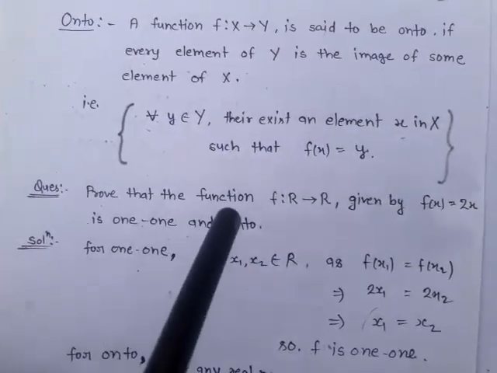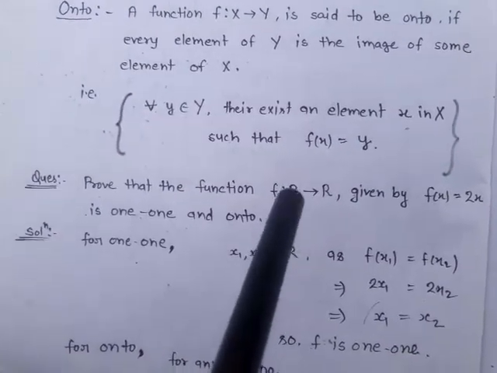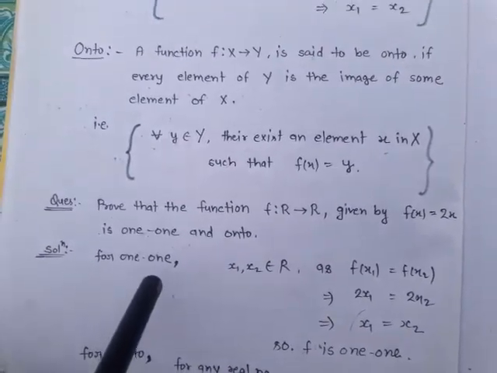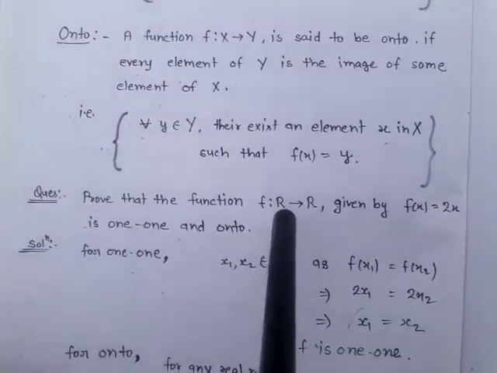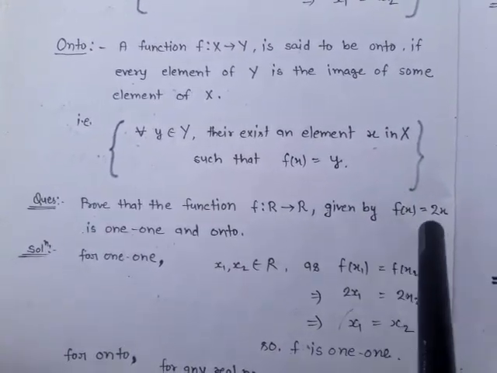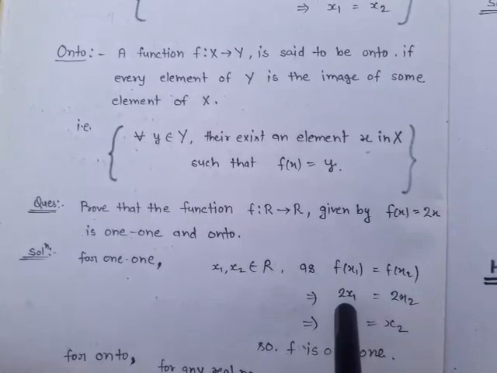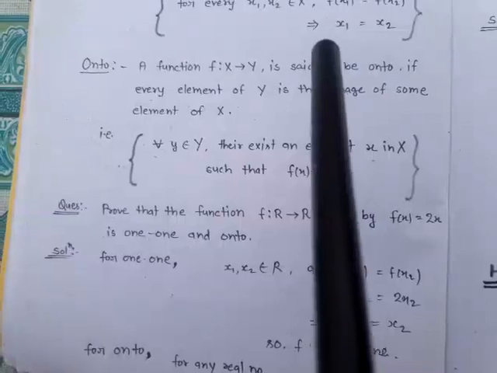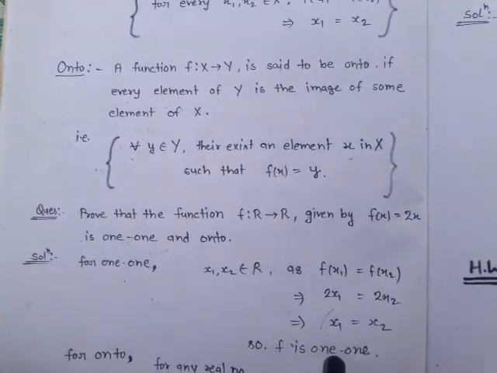Prove that the function f: R → R given by f(x) = 2x is one-one and onto. Here R is the set of real numbers. Now we solve this for one-one. We take two elements x1, x2 belongs to R in the domain such that f(x1) = f(x2). Here f(x) = 2x, in place of x we put x1, then we get f(x1) = 2x1 and f(x2) = 2x2. The 2 cancels out, we get x1 = x2, just like the previous formula. Now we get x1 = x2, so the given function f is one-one.